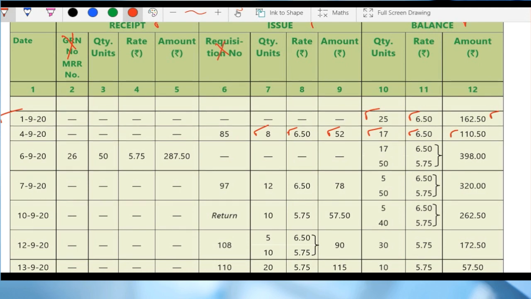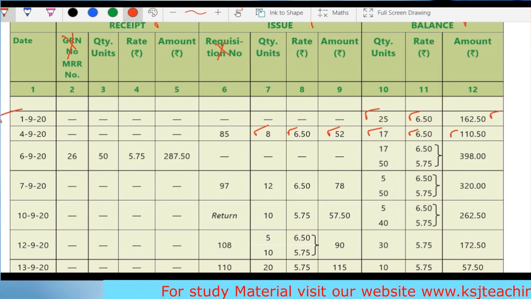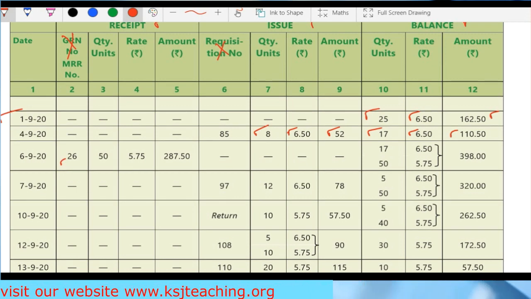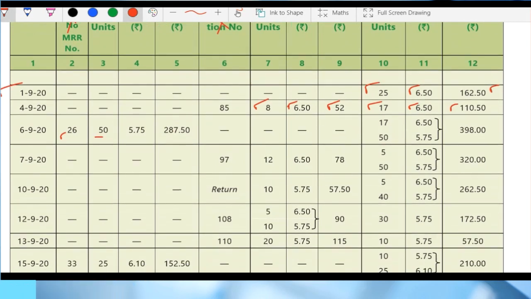This requisition number, GRN number, you can skip it. Right. If you want to write it, you can write it, but you can skip it to avoid confusion, because sometimes the student may multiply with this 26 or something, right? So you can skip it in the examination. This is not a mandatory column. Okay. So number of units received is 50. Rate is 5.75. The total value is 287.50.